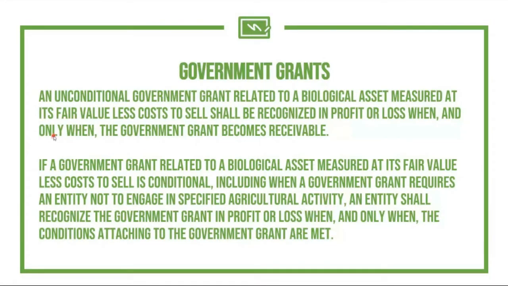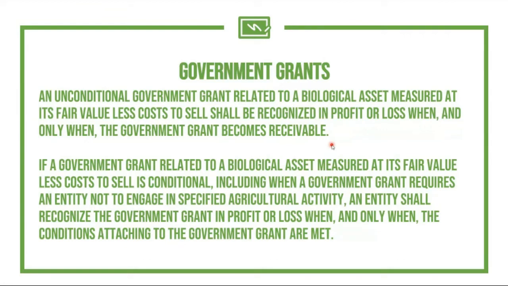It says here, and this is of course based on the standard, an unconditional government grant related to a biological asset measured at its fair value less cost to sell shall be recognized in profit or loss when and only when the government grant becomes receivable. So meaning, if let's say for example, the government gave you 10 horses for your ranch, without any condition, and it will be receivable next week.